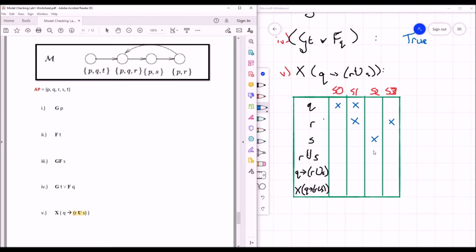But we also have "or" is true in state 3. So again, we check this: does "or" hold until S? So it's true in state 3. State 3 transitions back to state 1. We already know from state 1 that "or until S" holds. We just did it. So this is true in state 1, state 2, and state 3.